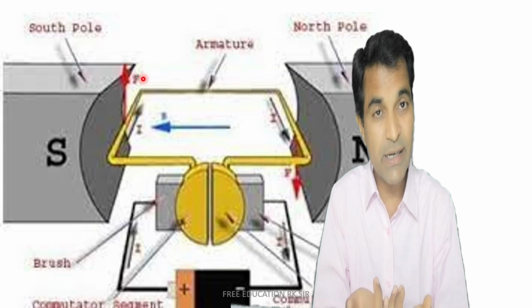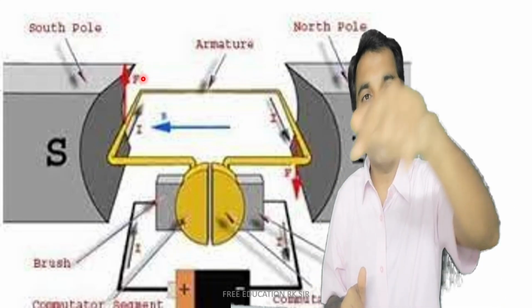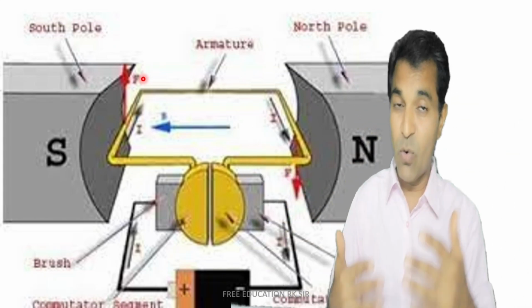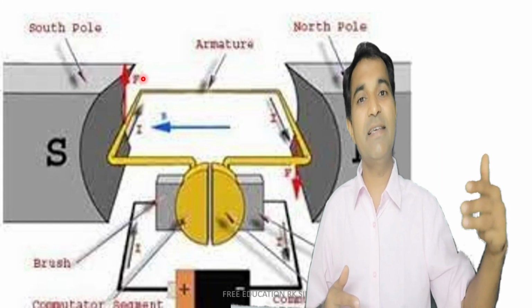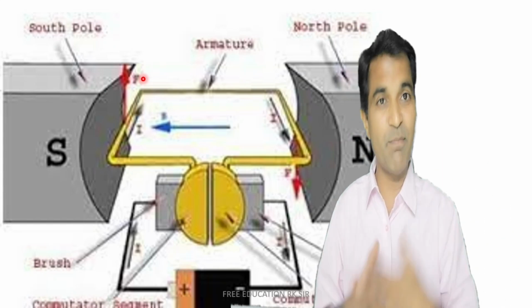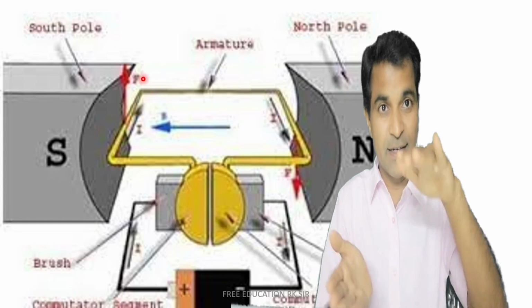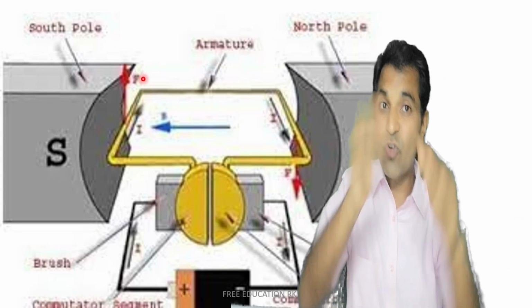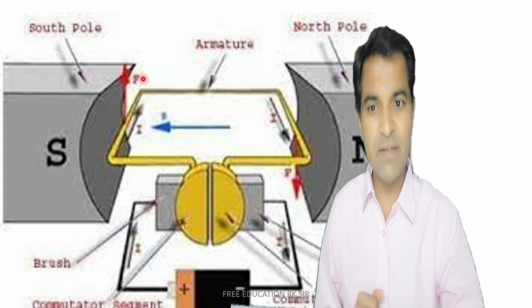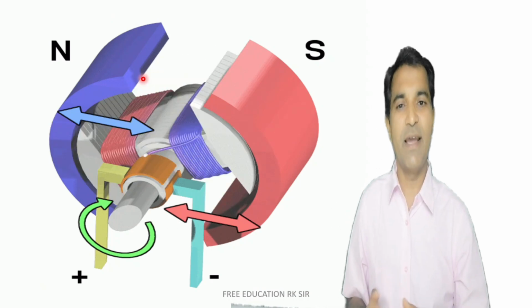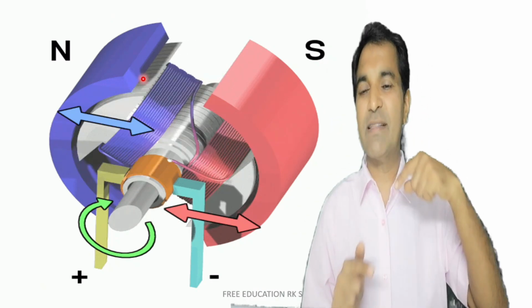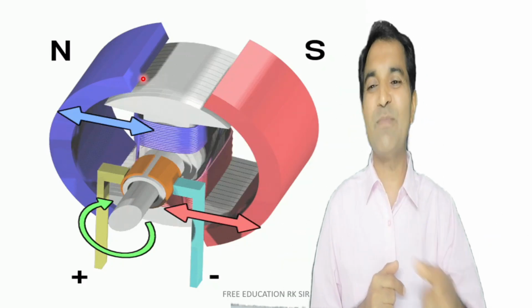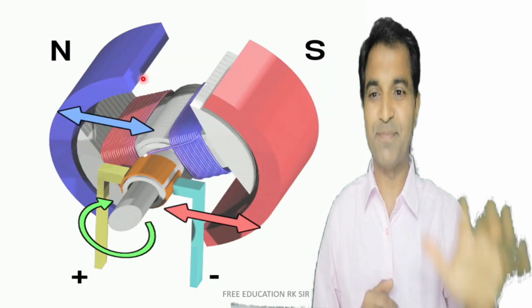And why is it rotating? Because it is a current carrying coil placed in a magnetic field, and according to Lorentz law, whenever a current carrying conductor is placed in a magnetic field, it will experience a force and it will start moving. In this case, it will start rotating, right? And what do we observe? Whenever there is a magnetic field and a current carrying conductor, it will start rotating. Means electrical energy has been converted into mechanical energy.